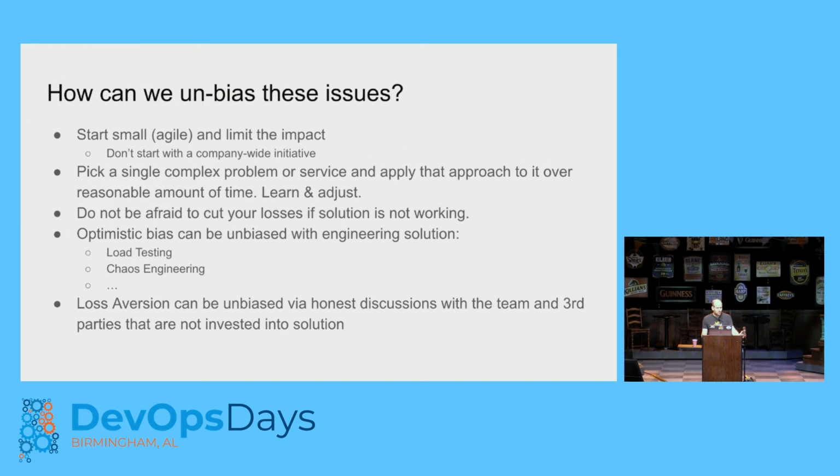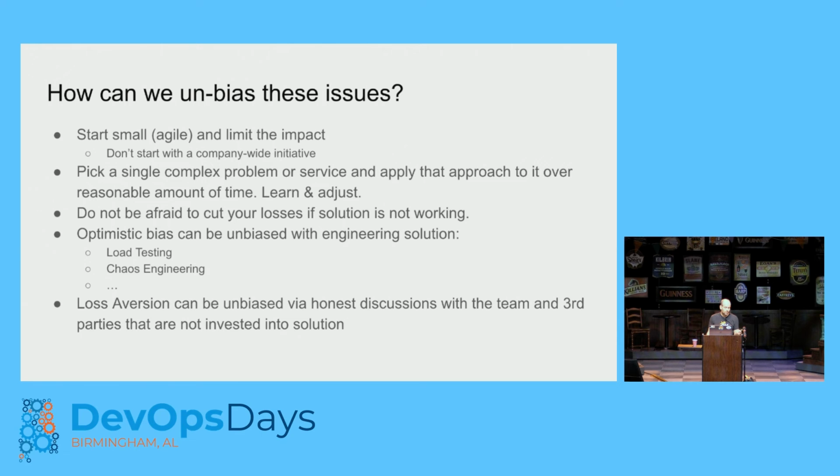And then after you have a proof of concept, only then do you pick a complex problem or service and apply that approach, again over a reasonable amount of time. Again, learn and adjust. And don't be afraid to cut your losses if the solution is not working. That's very, very tough. If you invested in solving a problem, sometimes it's much easier to continue down that path versus saying, hey, no, I was wrong. It's very, very hard for any engineer to say, hey, I was wrong before, I need to try something else.